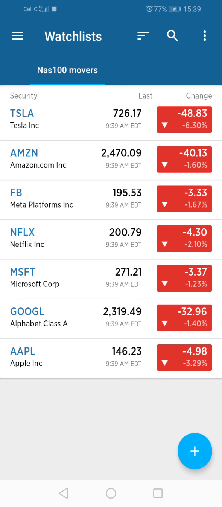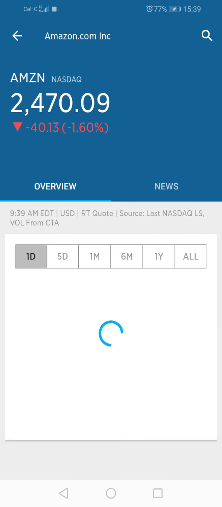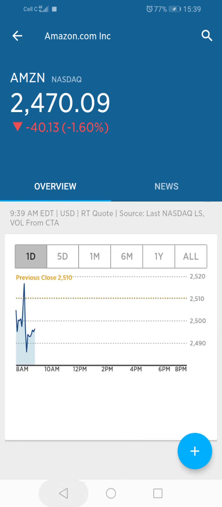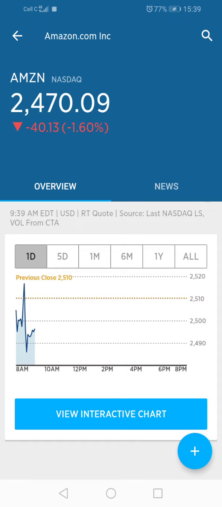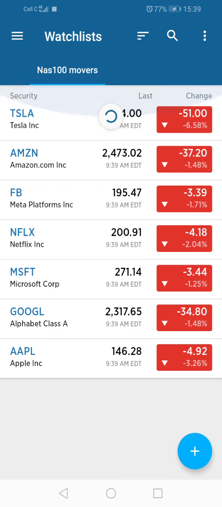So let's see. Right now the change is currently negative. Oh, look, I just opened that. It's negative. All I'm seeing is negatives. I opened this by mistake. So yep, negative 51 on Tesla, negative 37 on Amazon.